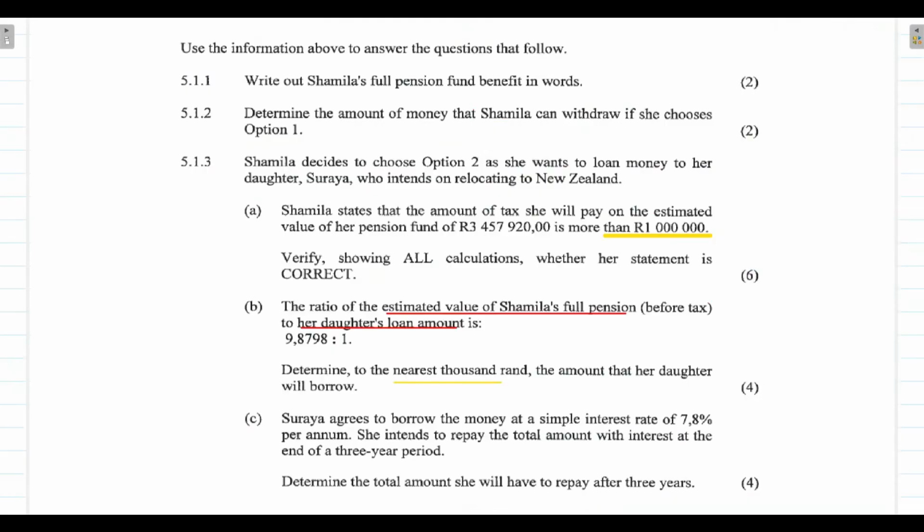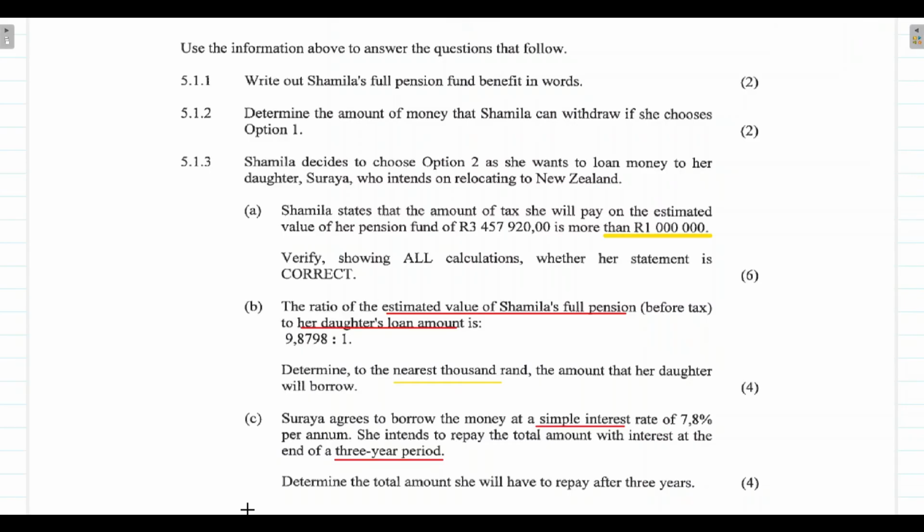All right, and the last question. We are told that Soraya agrees to borrow the money at a simple interest rate of 7.8% per annum. She intends to repay the total amount with the interest at the end of a 3-year period. Determine the total amount she'll have to repay after 3 years.